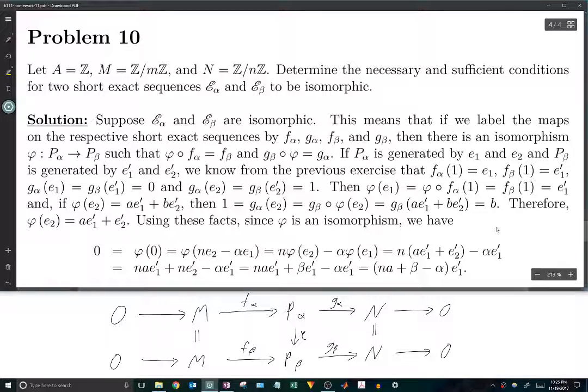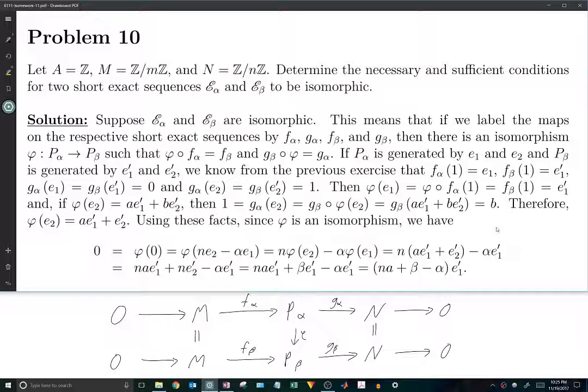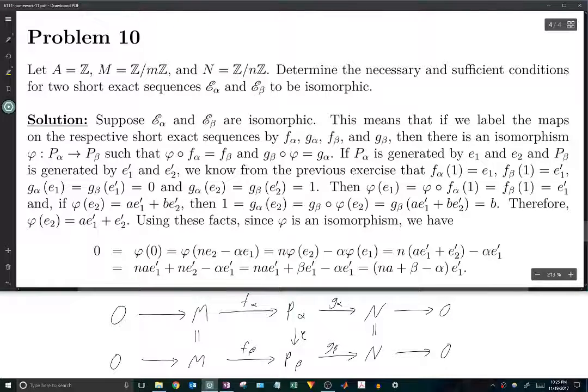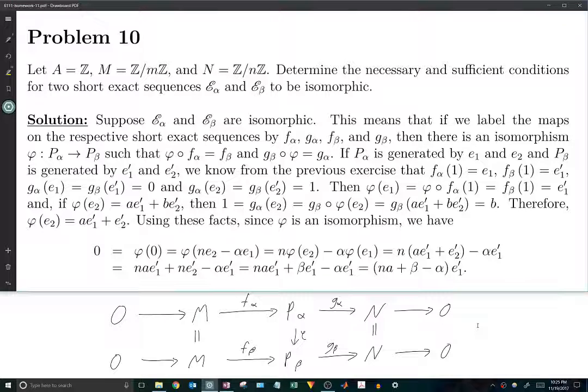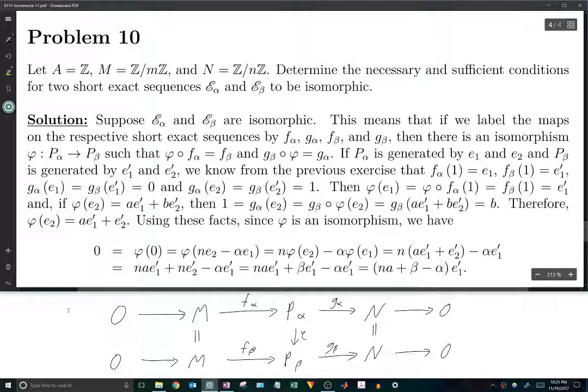Alright, last problem that I'm going to do from this section. So there is actually a diagram down here that is really important for this problem, so I decided to draw it out. Admittedly, this is really going to be confusing to deal with all these windows, but hopefully it won't be too bad. So we take A as the integers, M is Z mod MZ, N is Z mod NZ.